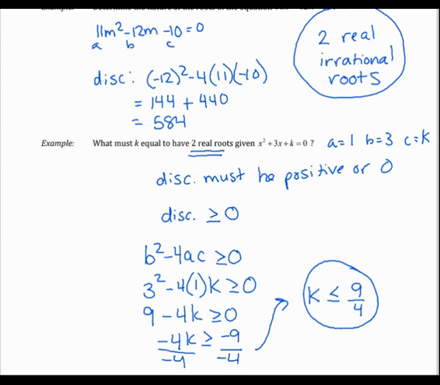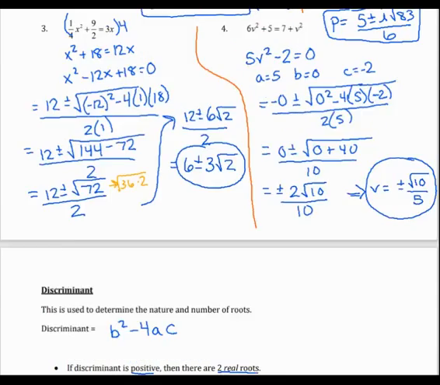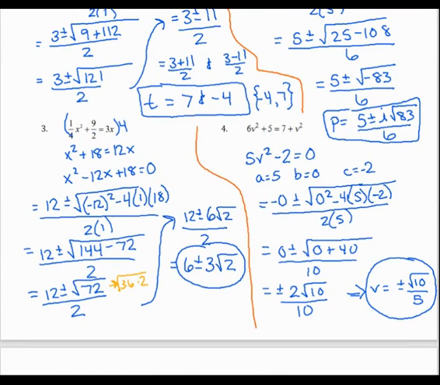Okay? When you're doing your practice problems, remember to pay attention to the question. If it's just saying how many roots, you don't need to do out the entire problem to solve the roots. If it's asking what are the roots, then yes, you need to do the entire quadratic formula out to figure out your solutions.